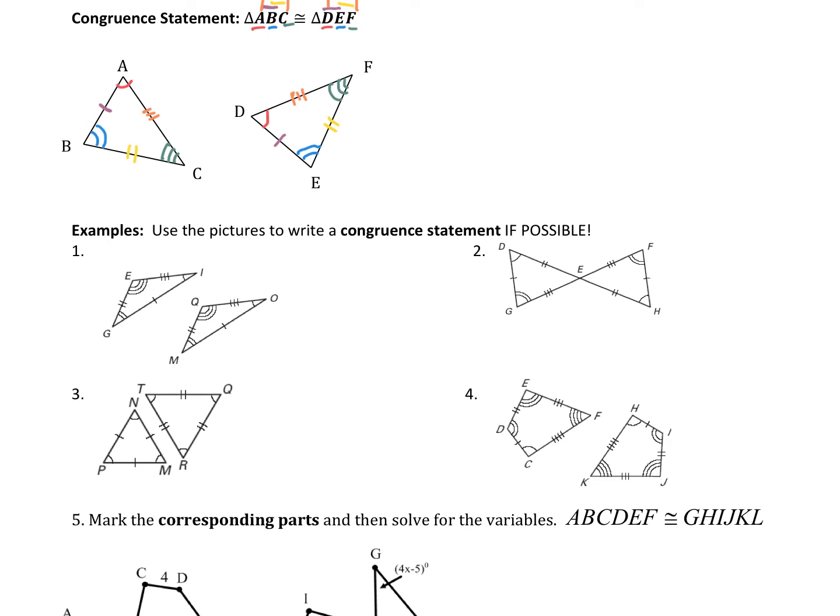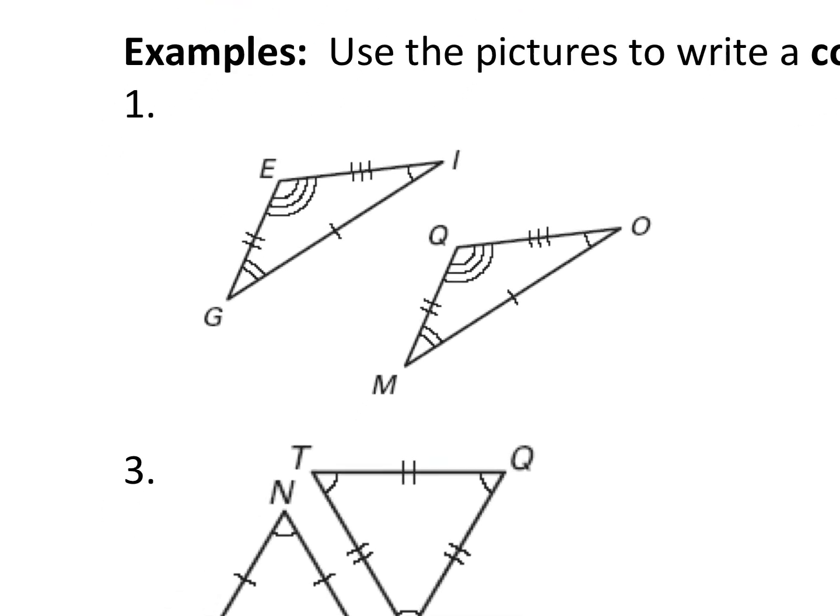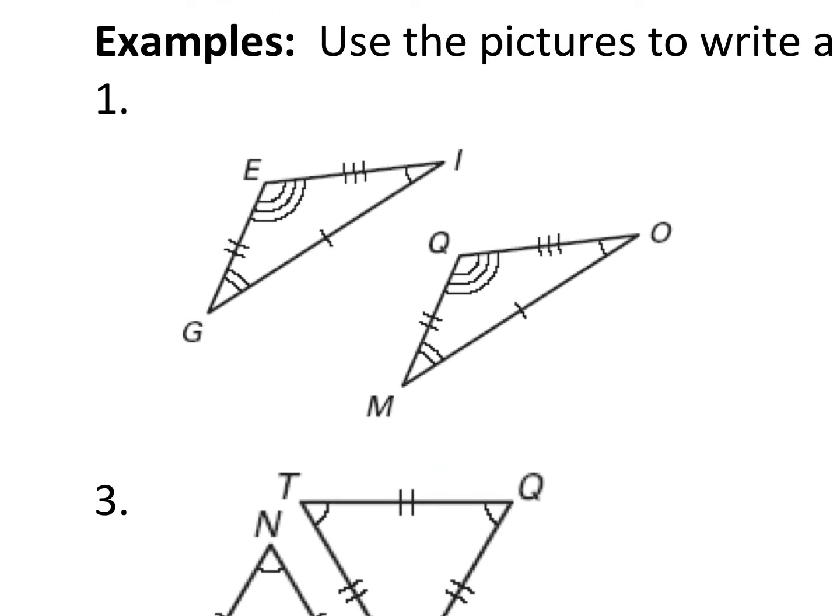Use the picture to write a congruent statement if possible. Sometimes we won't know that it's congruent. Let's take a look at this one. We have 2 triangles. It does look like we have a lot of markings on here, so let's make sure we have a corresponding part for each angle and side. Here I see that M is congruent to G because of the 2 congruence marks, and O is congruent to I because of the 1 congruence mark, and then Q is congruent to E because of these 3 congruence marks. So I have 3 congruent angles.